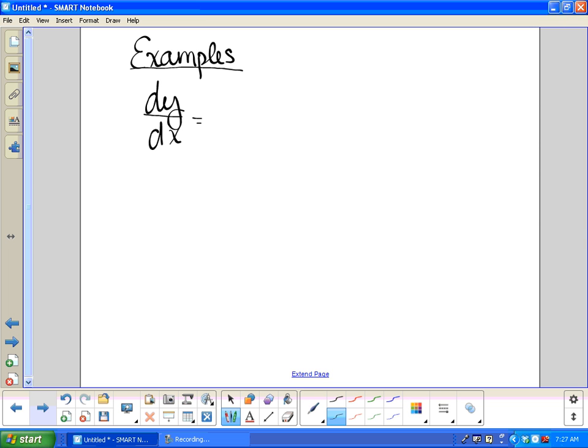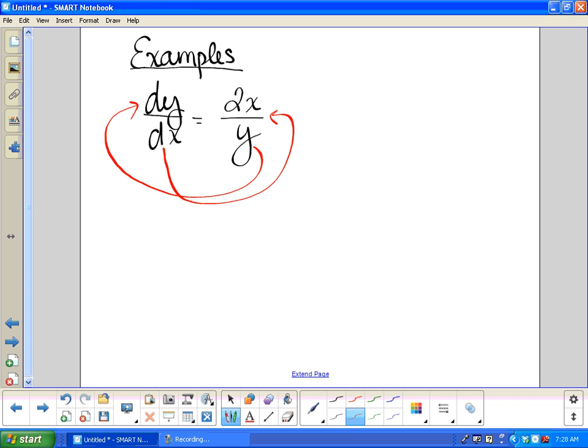So they give us dy/dx is equal to 2x over y. This is a pretty simple example. Kind of start with the simple stuff. I want to move my y's over here with my dy, and then I want to take this dx and move the dx over with the 2x. So we multiply both sides by y, so we get y times dy. And then we multiply both sides by dx, so we get 2x dx.